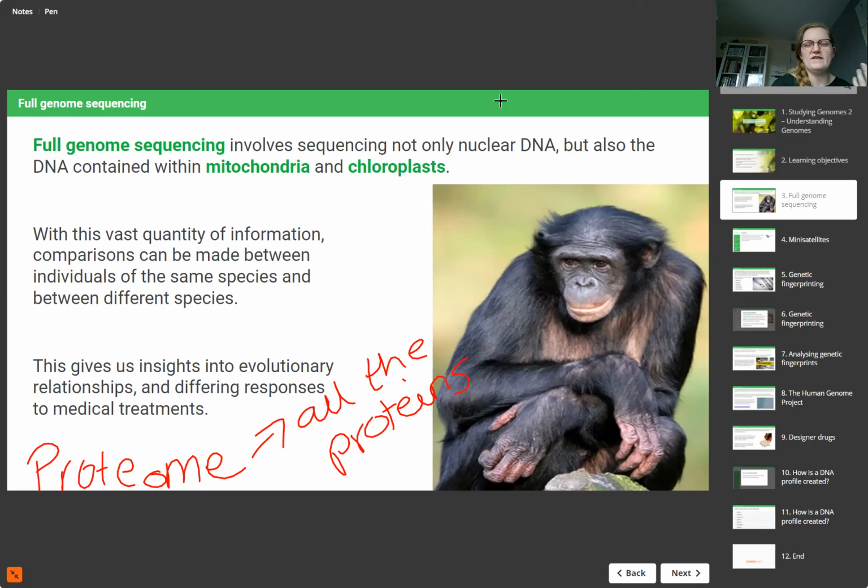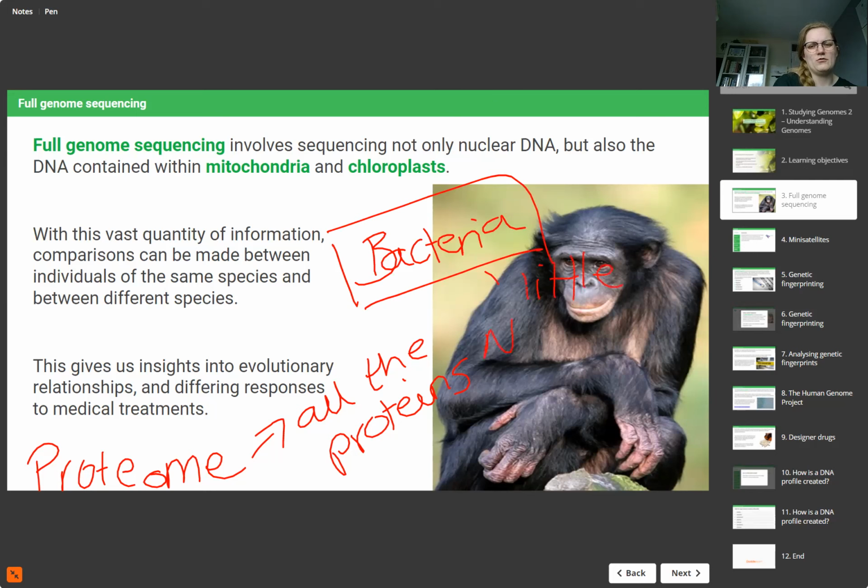It's really important in these simple organisms when we've sequenced them. Simple organisms such as bacteria don't have much non-coding DNA. They have very, very little non-coding DNA, whereas we have lots of non-coding DNA. So it's really easy to determine their proteome from the DNA sequence of their genome.